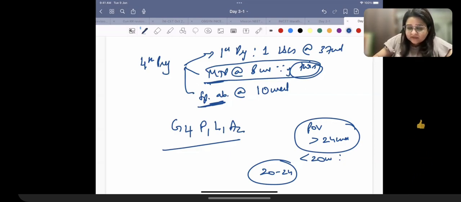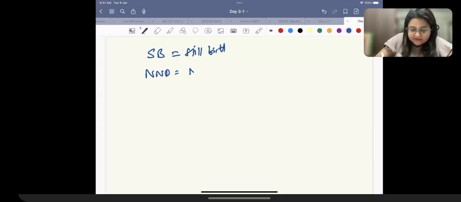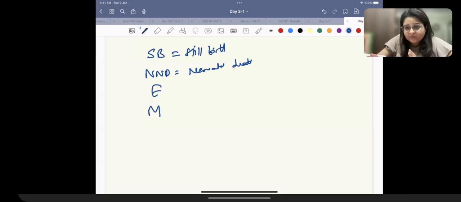Also, there are some other abbreviations which are not standard but Indians use. One is SB. If you see SB, it means stillbirth. NND is neonatal death. So sometimes you will come across this. E for ectopic, M for molar.